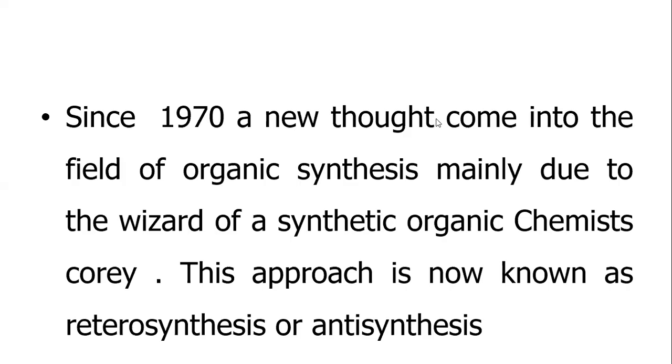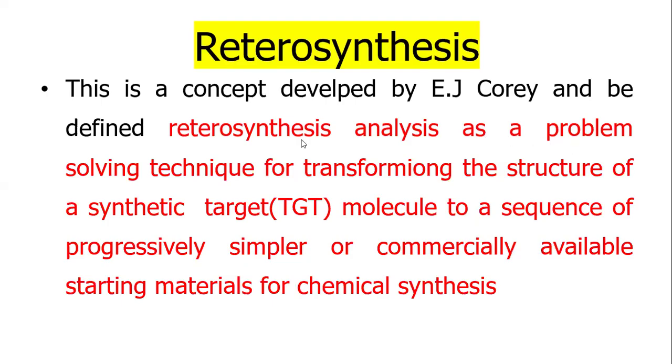Since 1970, a new thought came into the field of organic synthesis, mainly due to the wizard of synthesis, organic chemist E.J. Corey. This approach is known as retrosynthesis or anti-synthesis. Retrosynthetic analysis is a problem-solving technique for transforming the structure of the synthetic target molecule to a sequence of progressively simpler or commercially available starting materials for chemical synthesis.